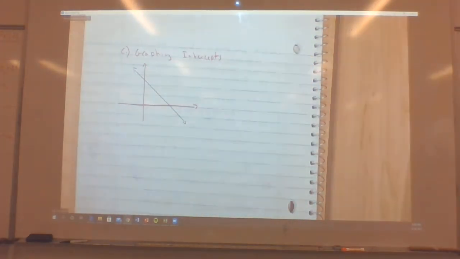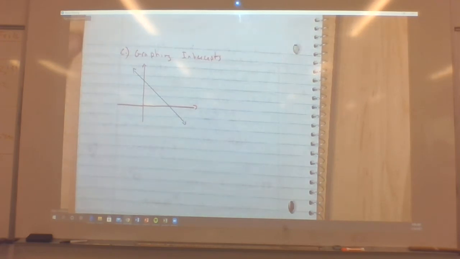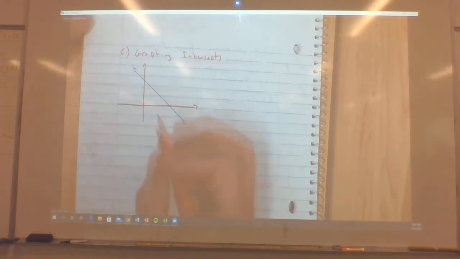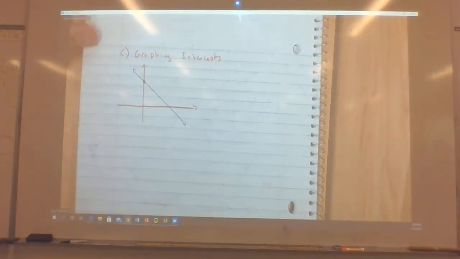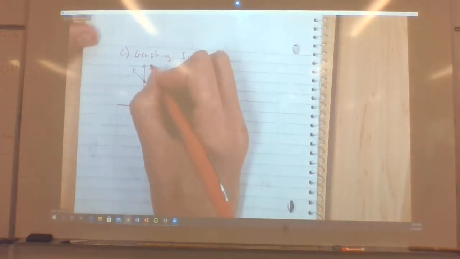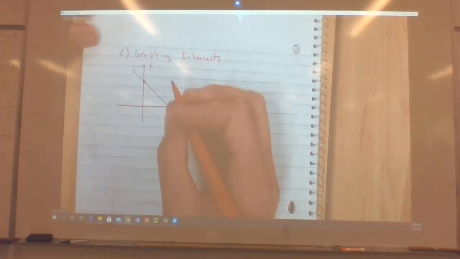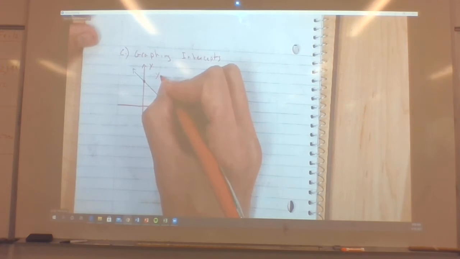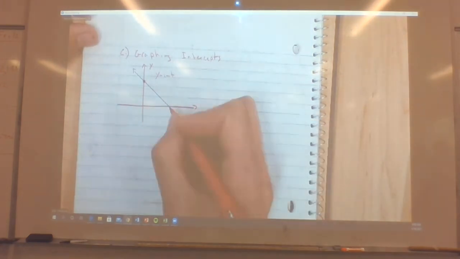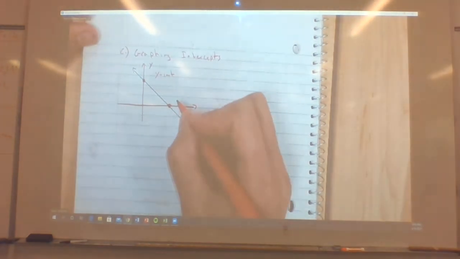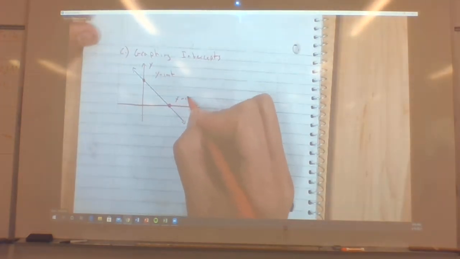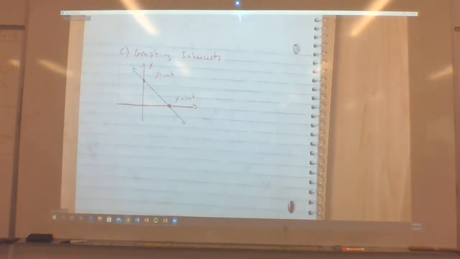Graphing intercepts. What does the word intercept mean? Where it hits the y-axis. Yeah, so here, if the line crosses here, we call that the what? What axis is this? So this is going to be the y what? Y-intercept. This crosses over here, this is going to be the what? The x-intercept. Okay?